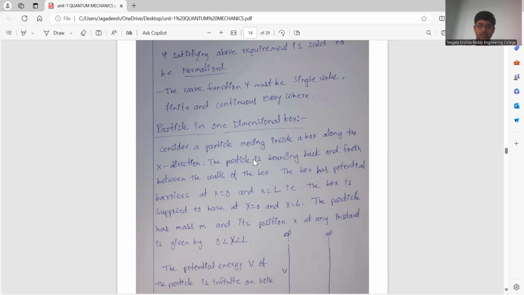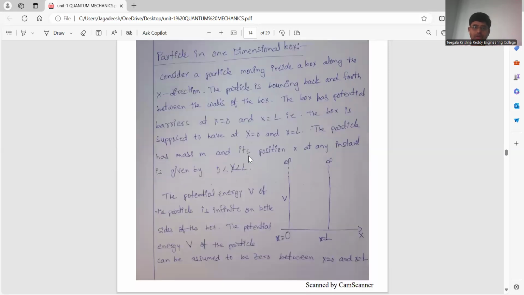Consider a particle moving inside a box along the x direction. Suppose we consider the box, with the particle moving along the x-axis. The particle is bouncing back and forth between the walls of the box. This is the box, the particle is moving along the x-axis, bouncing on the walls and moving back and forth.